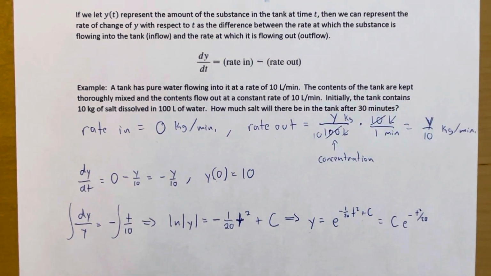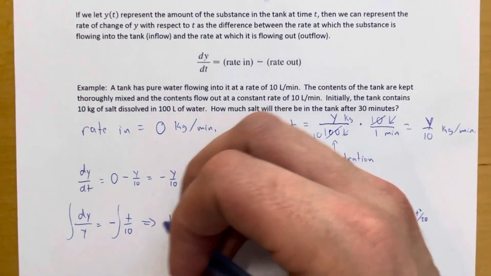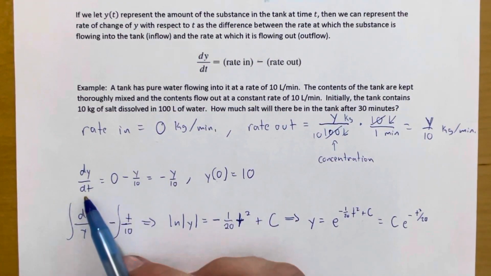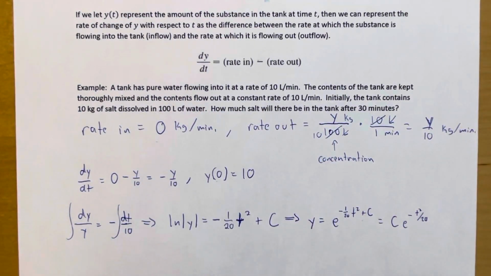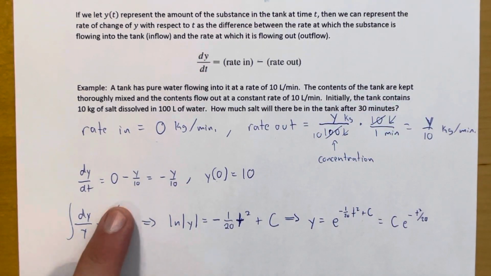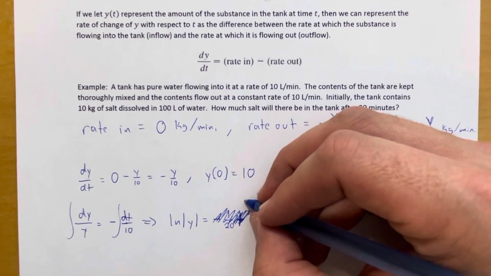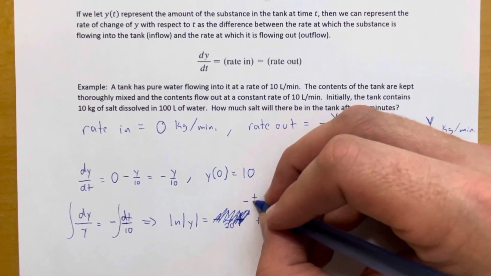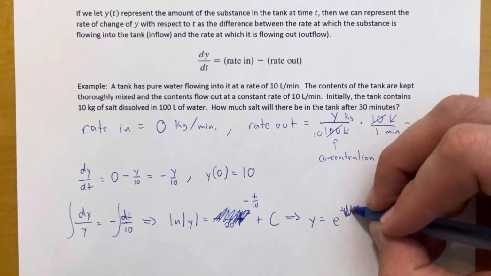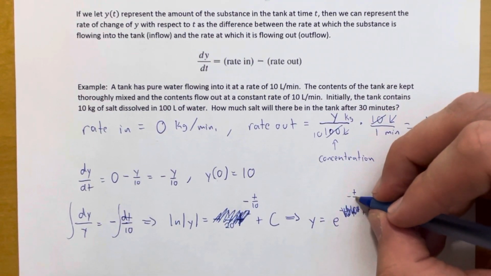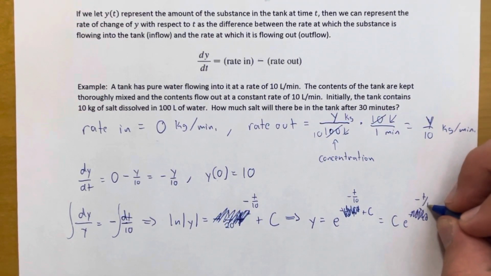Oh, sorry. I just realized I did something I shouldn't have done. I'm going to have to fix that. There was no t in this originally, was there? There was just a dt. I'm going to have to correct that. So this was actually just negative dt over 10, which means this guy right here is actually just negative t over 10. That's going to simplify things a little bit. Negative t over 10 plus c, e to the negative t over 10.